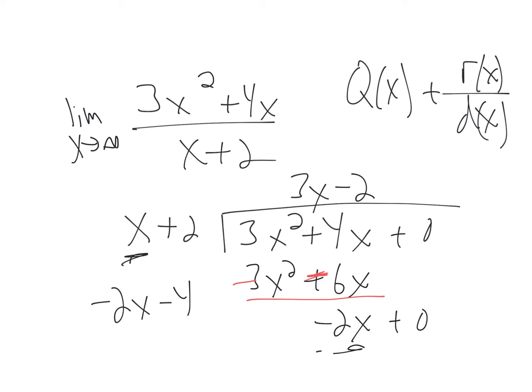So I'm going to get minus 2x minus 4. Change your signs. That leaves me 4 with the remainder. So plus 4 over x plus 2 is how I'm going to rewrite this. So what do I got going on here? I've got my quotient, so that's my oblique asymptote, that's my slant asymptote. And then I've got the rest of this rational function. So this is what happens out at infinity. This is what happens in the middle, in between all those.